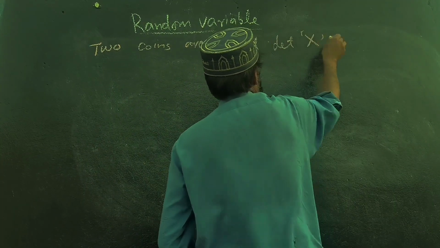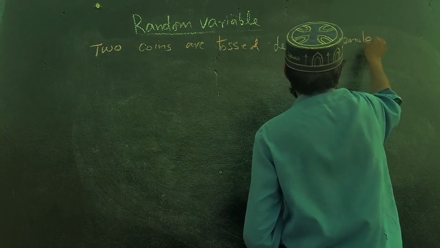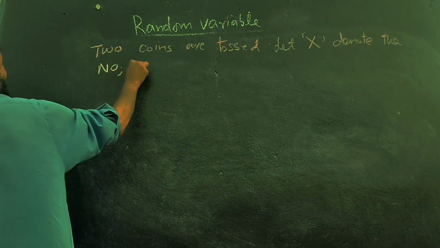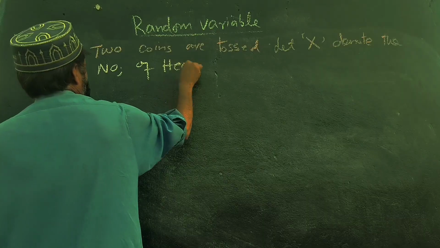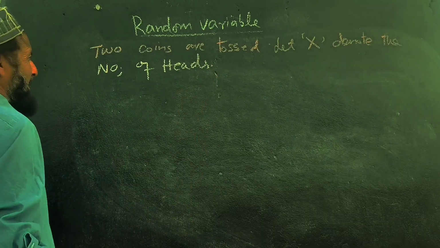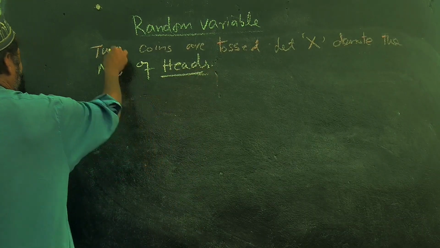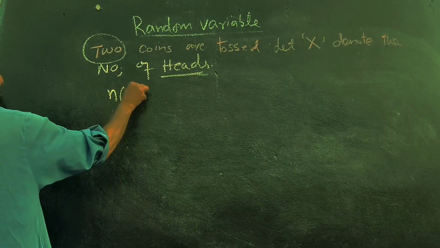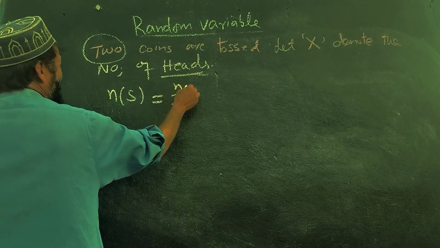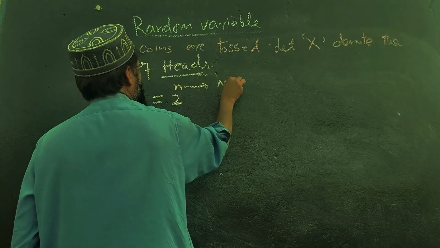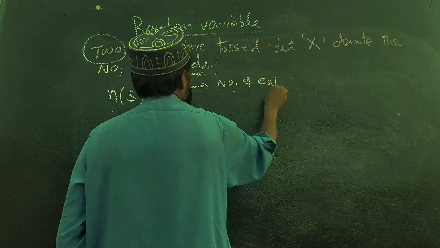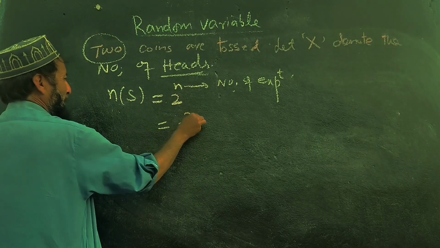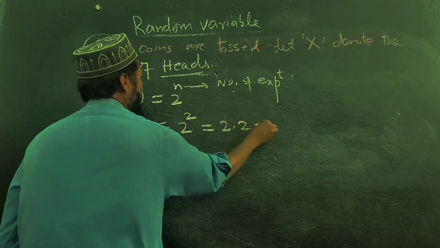Let X denote the number of heads. So we are interested in the number of heads. First of all, we need to draw the sample space. The number of sample points is equal to 2 exponent n, where n is the number of experiments. There are 2 experiments we are doing, so we can write 2 exponent 2, which is equal to 4.